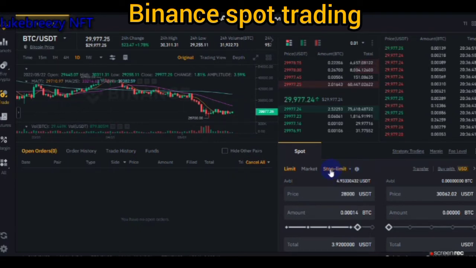I will explain this once again, but I explained it briefly in my last video on the Binance tutorial, where I talked about spot trading. But I'll still repeat it in this video. Now here is the spot, and this is your limit.